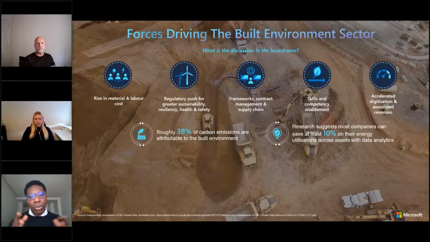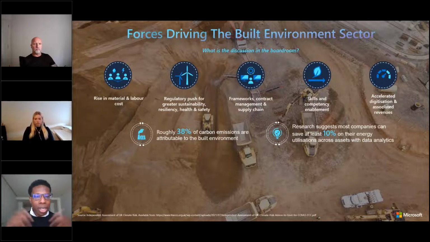Secondary to that, I talked around this regulatory push for greater sustainability, but health and safety and resilience are still at the heart of AEC clients' agenda. So if we think about things like the Building Safety Act coming into play post Grenfell around buildings at 18 stories and higher and the information management requirements, this is forcing AEC organizations to better understand the information and the data that they serve their clients, in order to mitigate and avoid penalties imposed by the government.